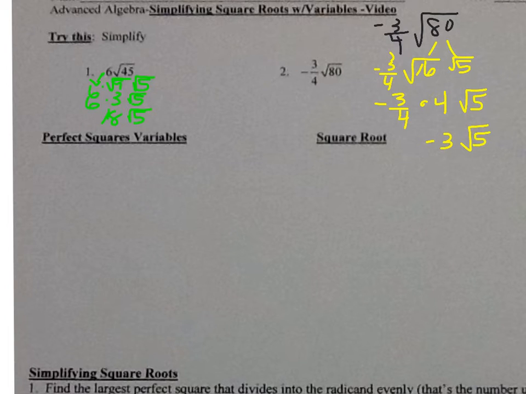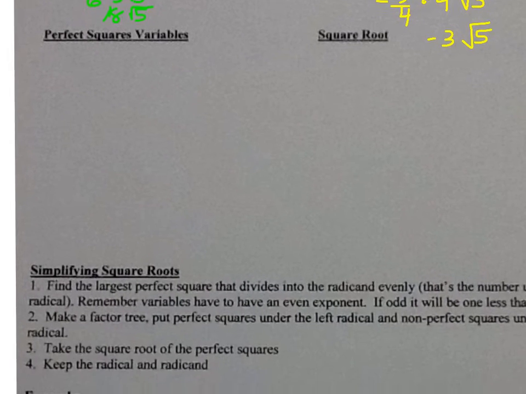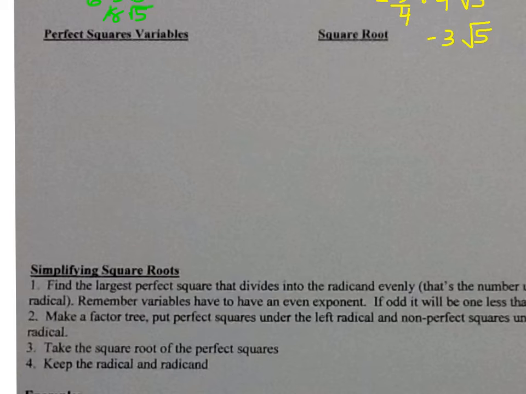All right, so now let's talk about perfect squares that are variables. Okay, so remember, a perfect square comes from multiplying a number by itself. So let's start with x times x. All right, so we have x times x is x squared. Remember, you add the exponents. X squared times x squared is x to the 4th.